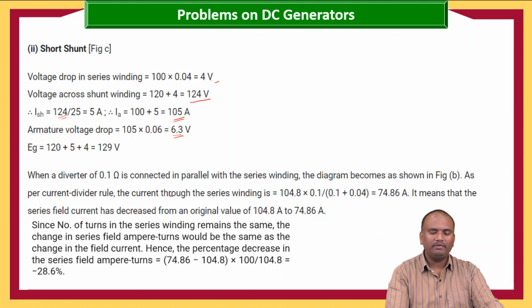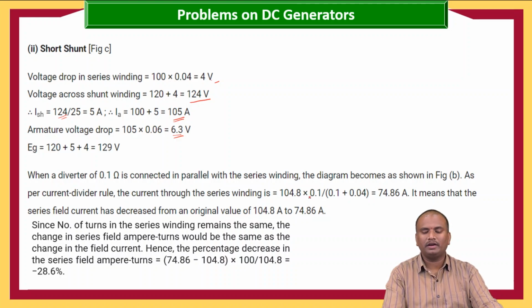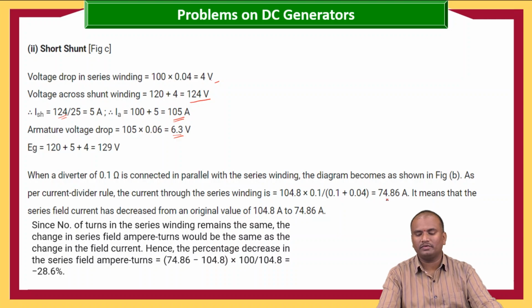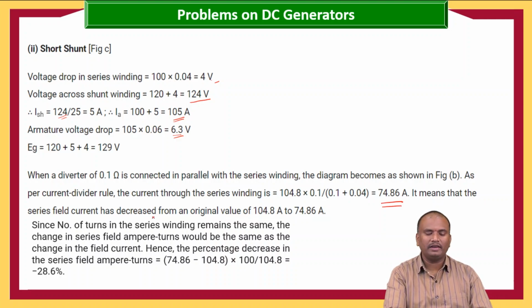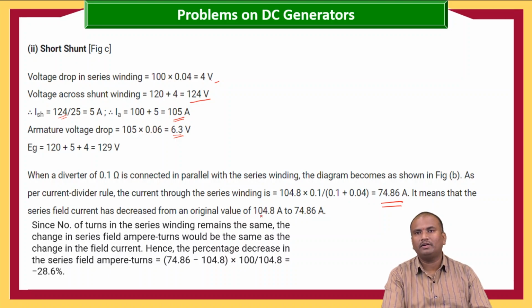As per current divider rule, current through series winding is 104 into 0.1 by 0.1 plus 0.04, which is equal to 74.86. So it means that the series field winding current has decreased from an original value of 104.8 to 74.86.